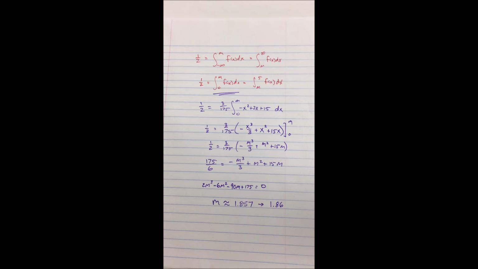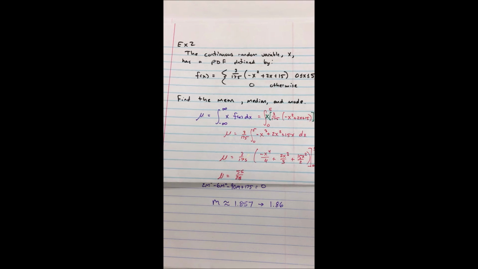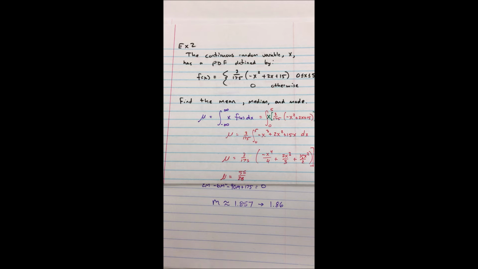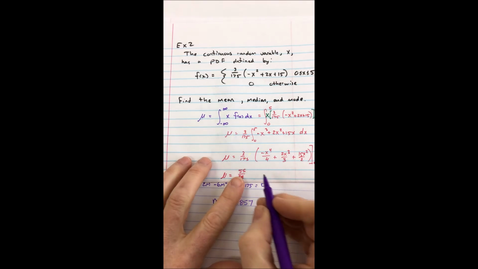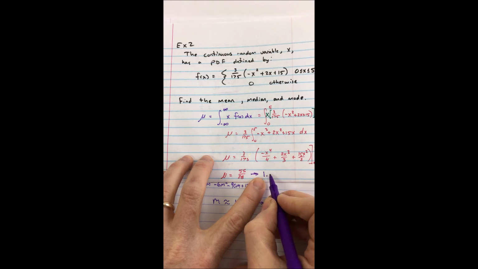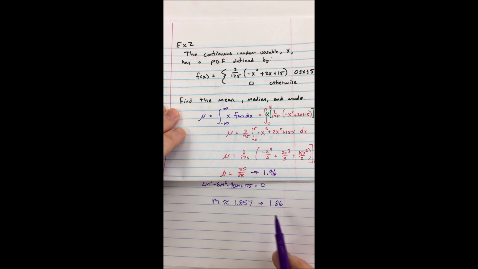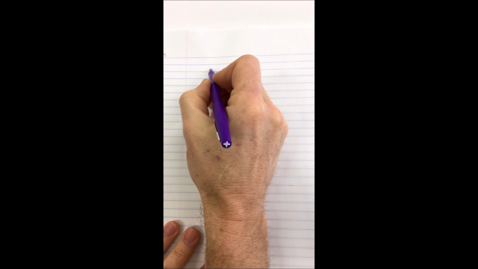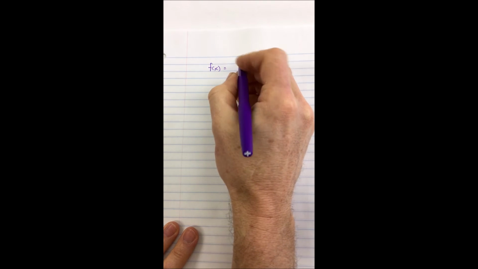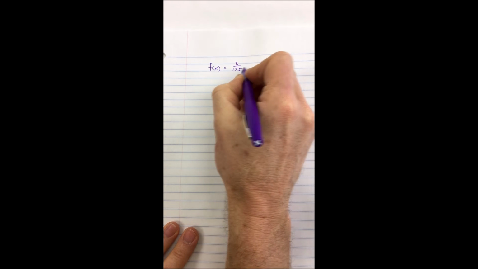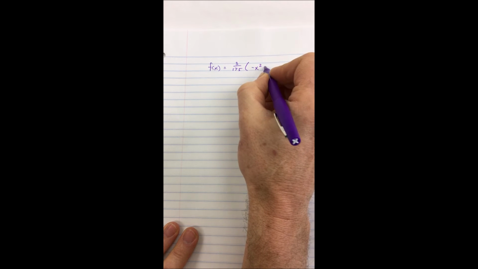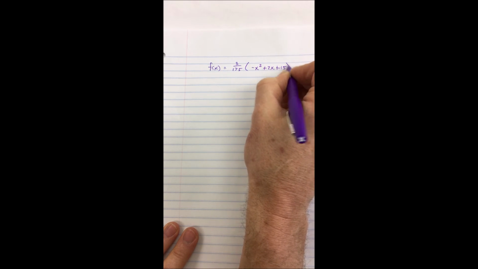So we had a mean of 55 over 28, or as a decimal, that would be approximately 1.96, and then a median of 1.86. Okay, so now we're going to find the mode. Our f of x was equal to 3 over 175 times negative x squared plus 2x plus 15.